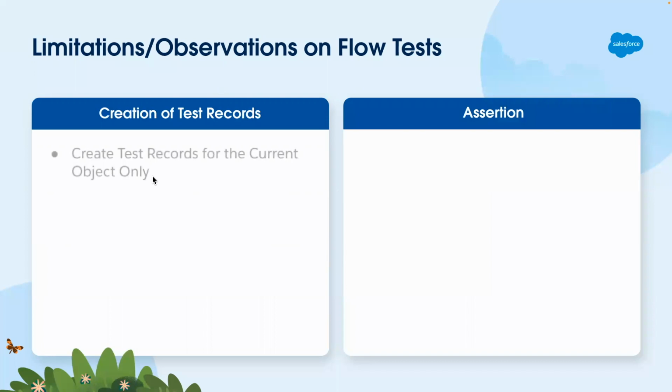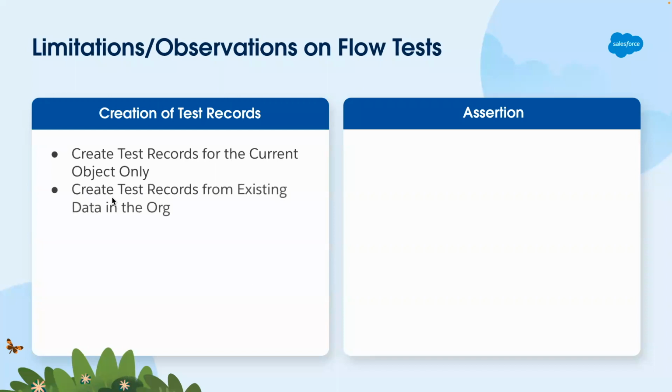When you are creating the test record, you can create the test record for the current object only, which means that you cannot create test record for parent or child objects. To speed up the creation of test records, you can select existing data from the org, which is pretty convenient, as you do not need to manually specify the details to create the test record. If you are using debug to debug your flows, you can convert those debug runs to flow test, which is again convenient.